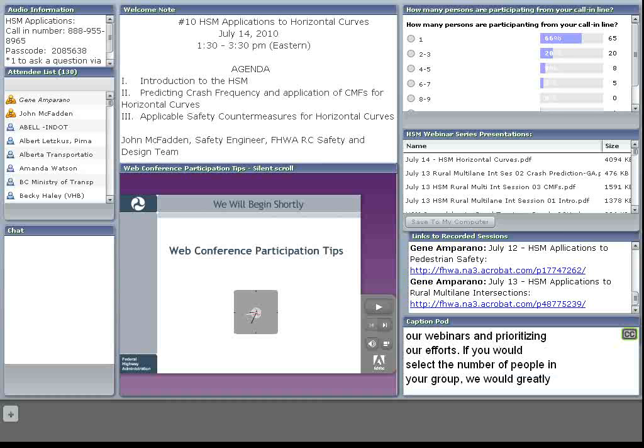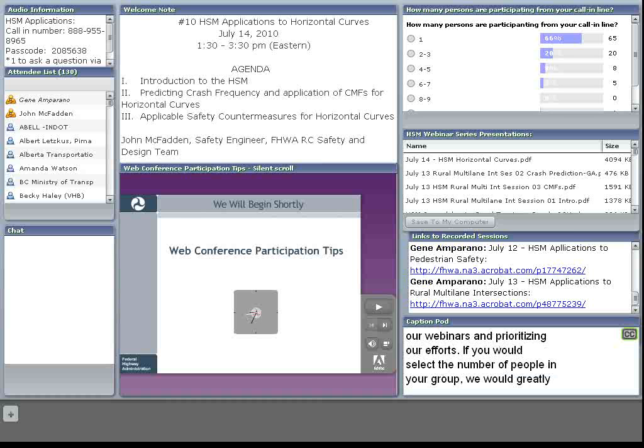The outcomes for this session include a brief description and some background information on the Highway Safety Manual. Next, I will discuss how crashes at horizontal curves are going to be evaluated using the Highway Safety Manual, and then also look at potential countermeasures to improve safety performance at horizontal curve sites. But with that in mind, let's begin. What is the Highway Safety Manual?